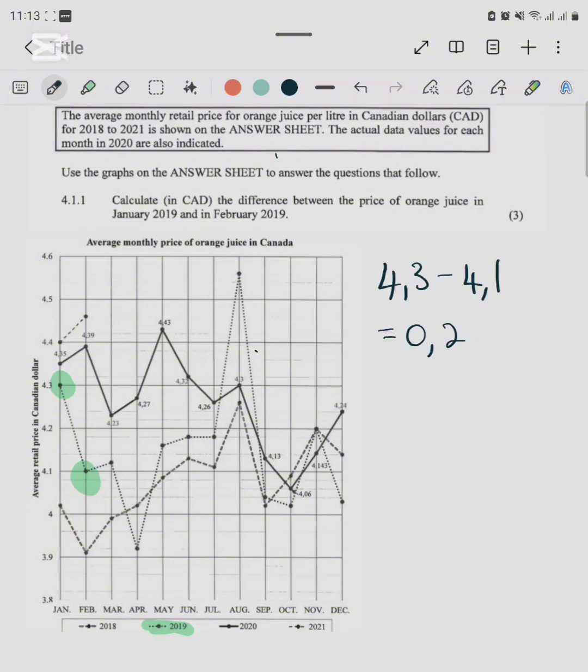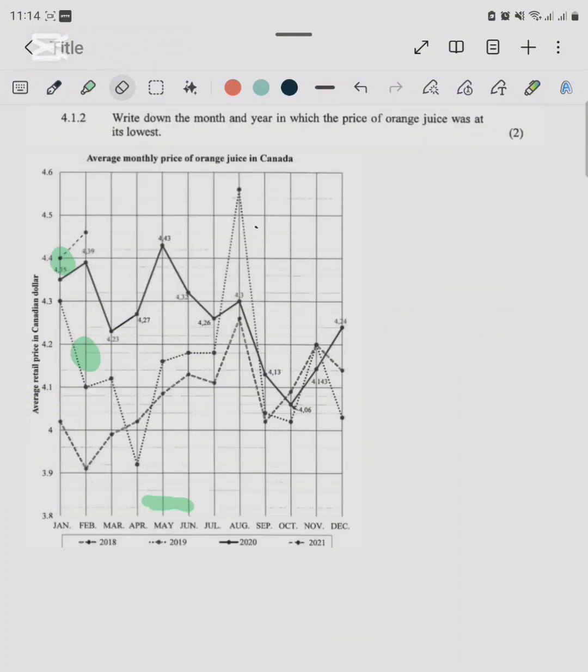Then the next question, write down the month and the year in which the price of orange juice was at its lowest. So again, we're just going to look at our graph. And the lowest point on the graph appears to be this one over here, which we can see is in February. And according to our key, it would be 2018. So February 2018.